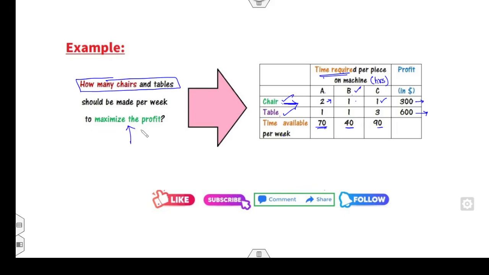You don't have to randomly design chairs, like designing 10 chairs and 5 tables. You have to design the number of chairs and tables such that your target is to maximize the profit.